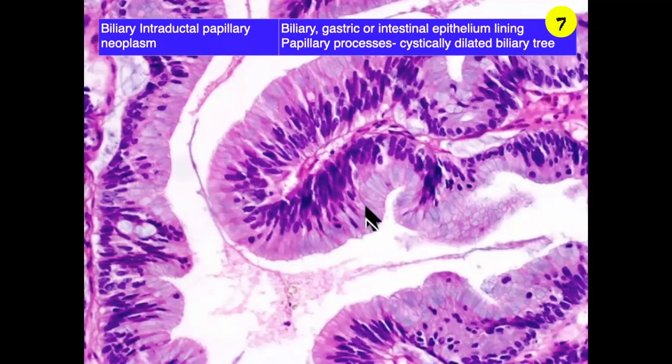And whenever you see a papillary tumor, you have to classify them. Is it a gastric type of epithelium, or intestinal type of epithelium, or a biliary type of epithelium? This area is more looking gastric type. Here few goblet cells are there, so it looks more like intestinal type here. In biliary type, it will be more like cuboidal cells, stratified cuboidal cells.